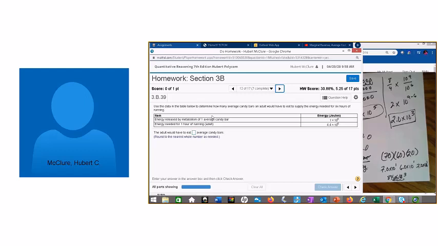Energy released by metabolism. Average candy bar, energy needed for 1 hour of running. 6 hours of running, and this is 1 hour, so they would have to do what? 6 times 4.4 times 10 to the 6. Using the data in the table to determine how many average candy bars an adult would have to supply energy for 6 hours. So energy needed for 1 hour, I'd multiply that by what? 6. I still don't get this question.